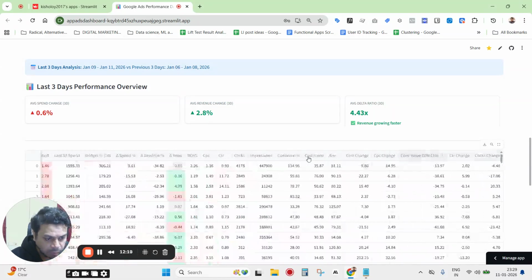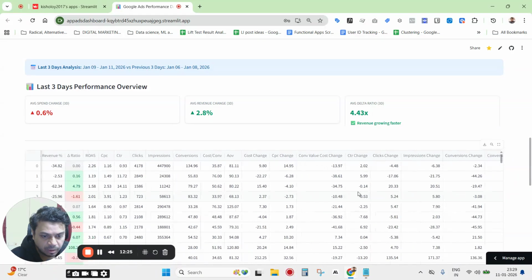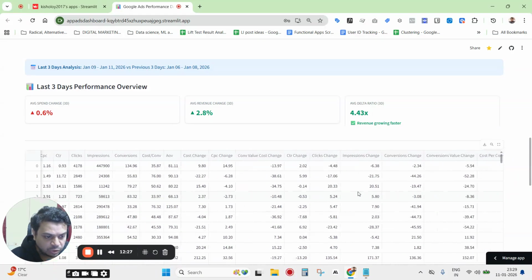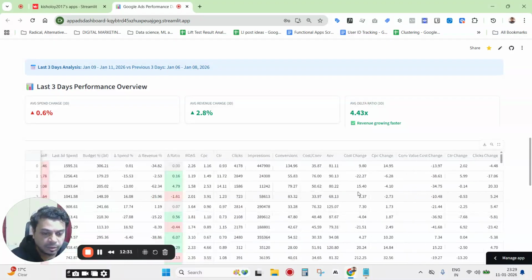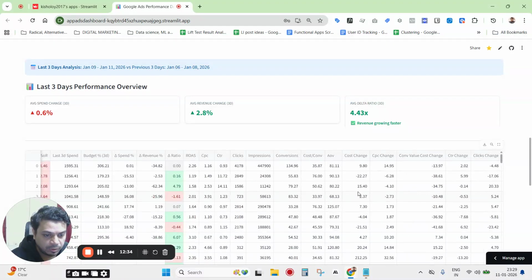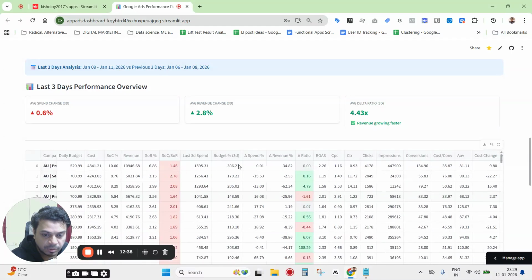Where's the conversion value by cost? I'll just take a look at that. It seems like it's only the conversion value by cost change here for some reason. But anyway, the whole point is that I will look into it if that metric is missing. It's an important metric.